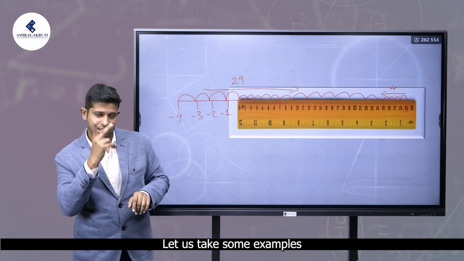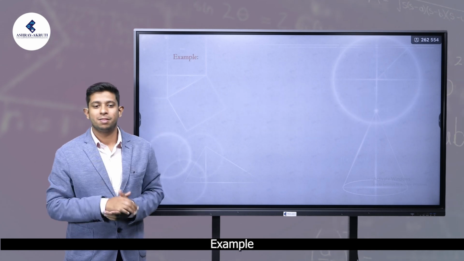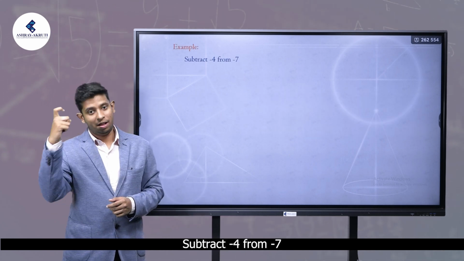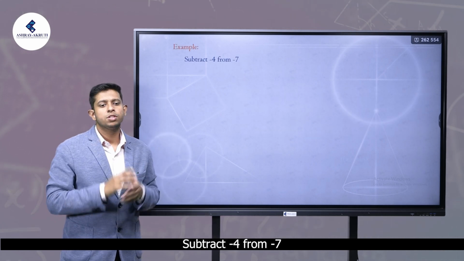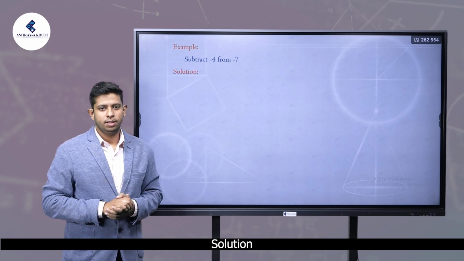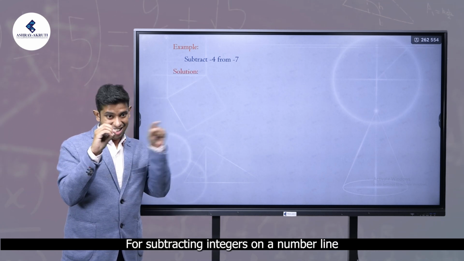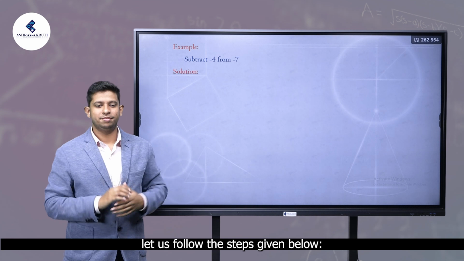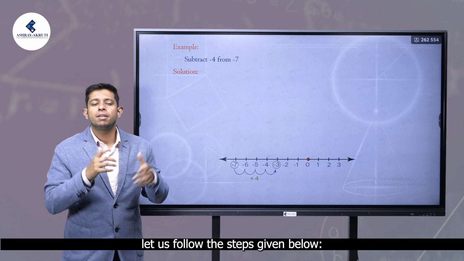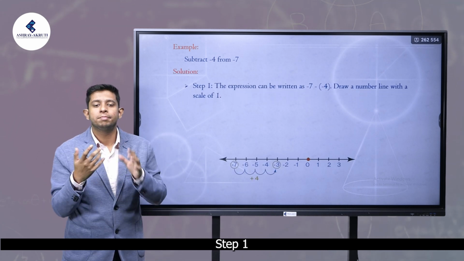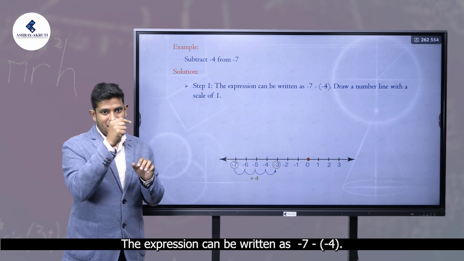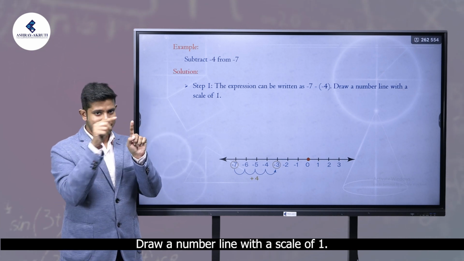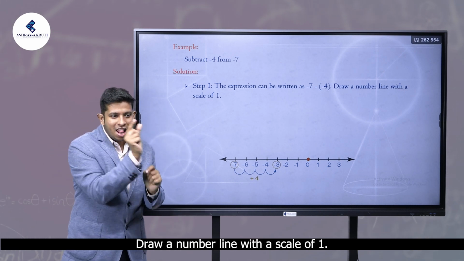Let us take some examples. Example: subtract minus 4 from minus 7. Solution: for subtracting integers on a number line, let us follow the steps given below. Step 1. The expression can be written as minus 7 minus of minus 4. Draw a number line with a scale of 1.